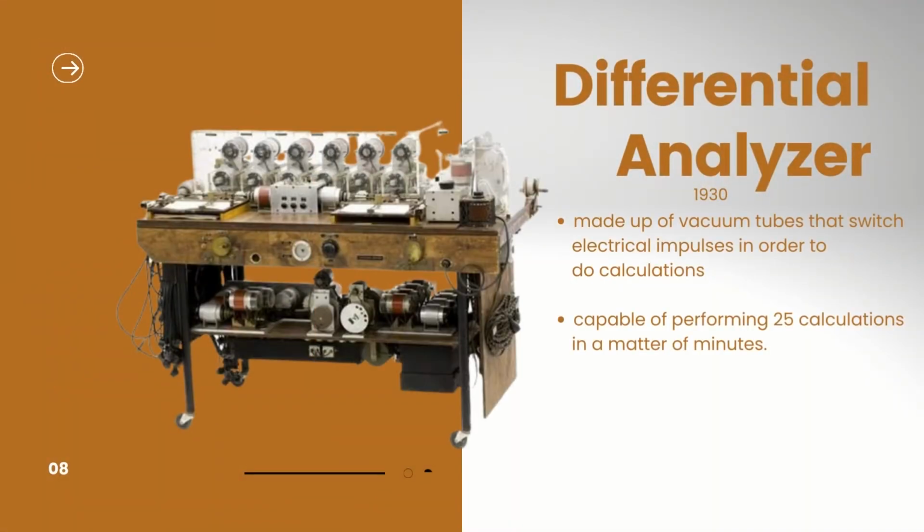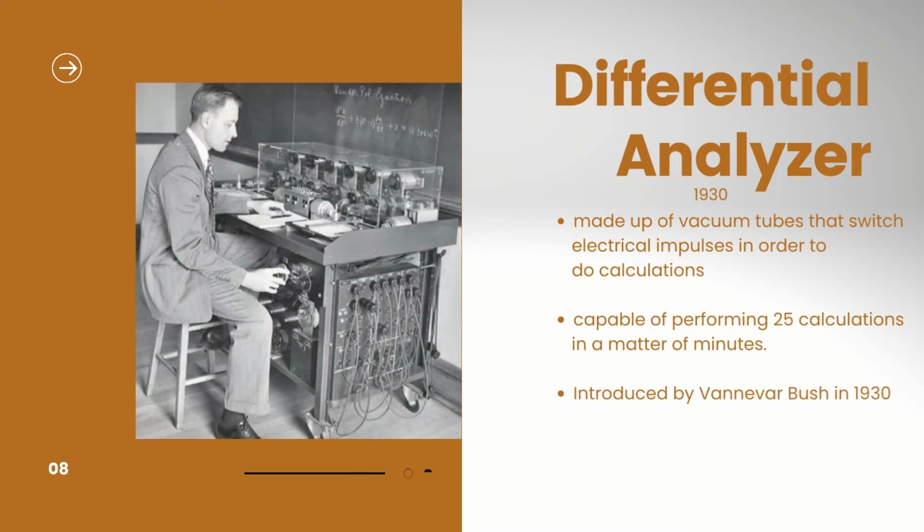The next one is the differential analyzer. Vannevar Bush introduced the first electrical computer, the differential analyzer, in 1930. This machine was made up of vacuum tubes that switch electrical impulses in order to do calculations. It could perform 25 calculations in a matter of minutes.